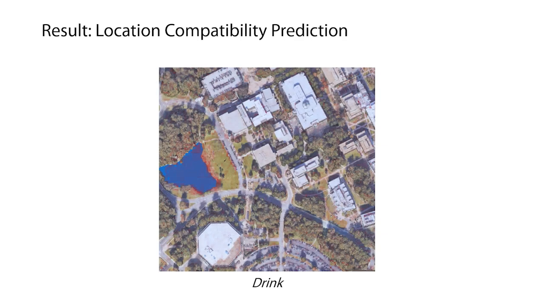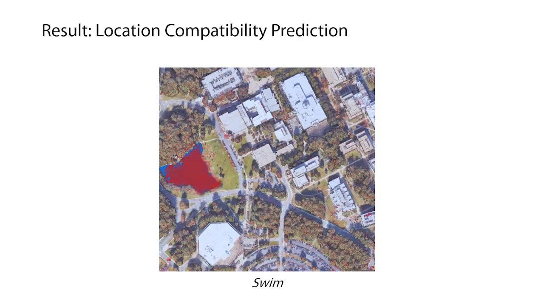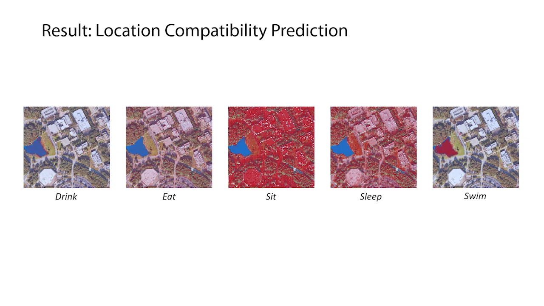Here are the location compatibility maps for different storyline action classes. They show how compatible different locations are for drink, eat, sit, sleep, and swim. As observed, the drink action is compatible with locations around the lakeshore, and the swim action is mainly concentrated on the water.